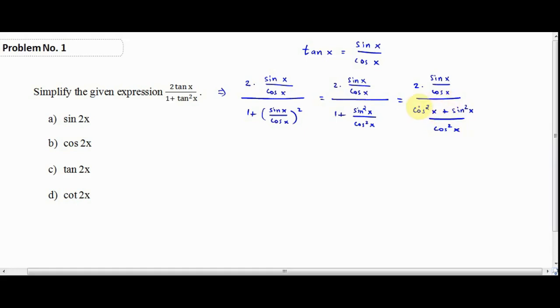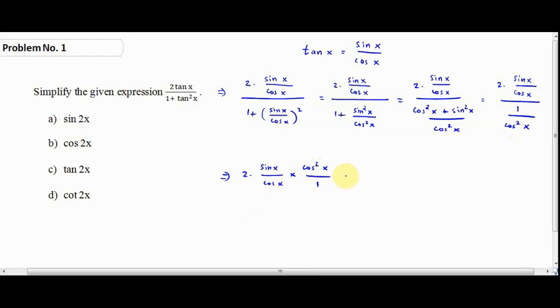Okay, now we may use the identity sin square x plus cos square x equal to 1 here. So this term cos square x plus sin square x will reduce to 1. So what we get will be 2 into sin x by cos x divided by 1 by cos square x. So this implies that this ratio can be written as 2 into sin x by cos x into, here in the denominator we have 1 by cos square x. So that may be written as cos square x divided by 1.